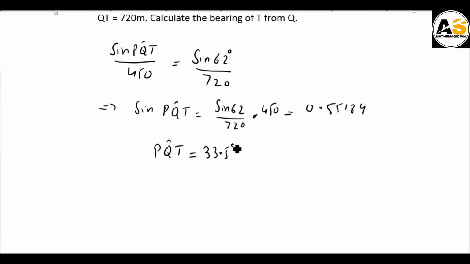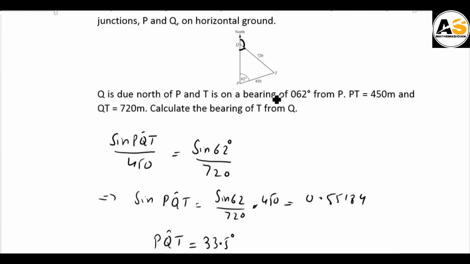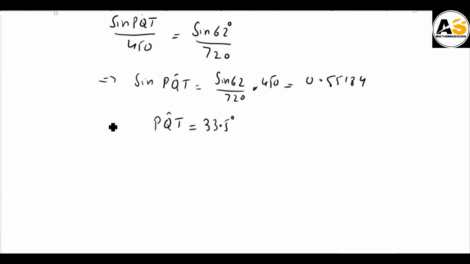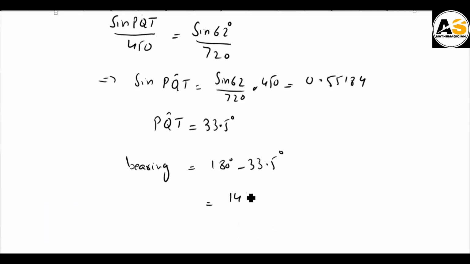This is angle 33.5 degree. So what will be the bearing of T from Q? This will be the required bearing of 180 minus 33.5 degrees, which will be 146.5 degree. I hope this is clear.